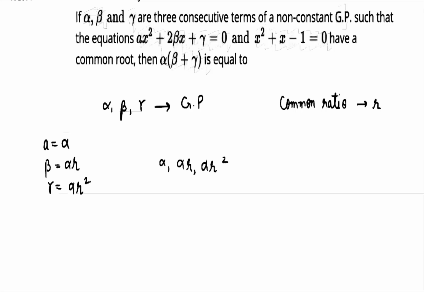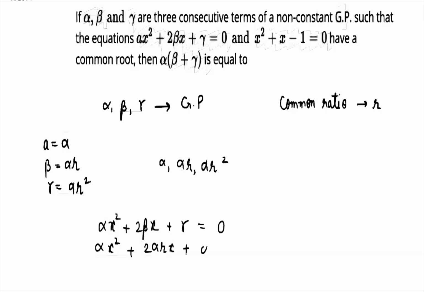Now, it is given that we have two quadratic equations. The first one is alpha x square plus 2 beta x plus gamma equals 0. Now put the values of beta and gamma in this equation. This will be alpha x square plus 2 into alpha r into x plus alpha r square equals 0. Now taking alpha common, we get x square plus 2rx plus r square equals 0.